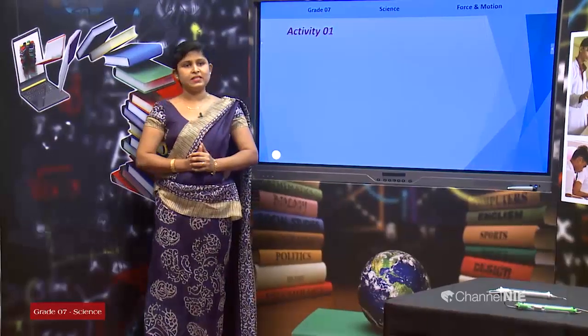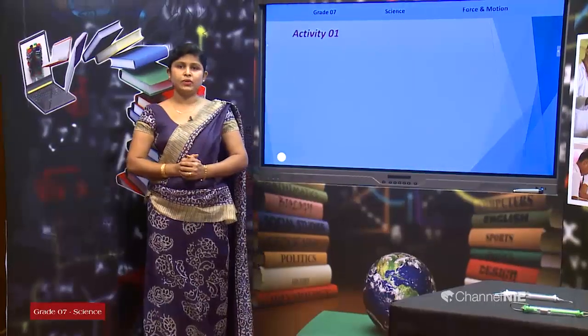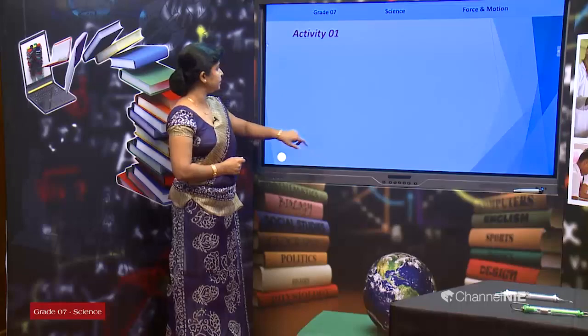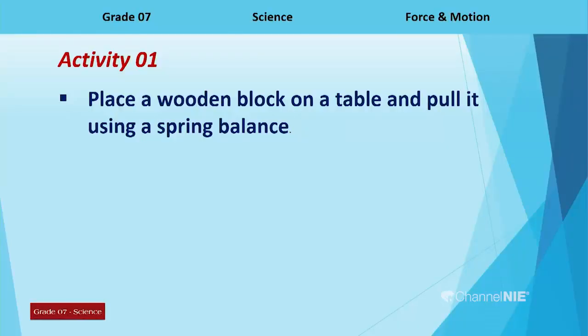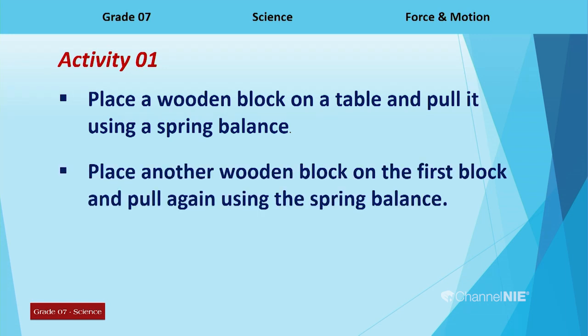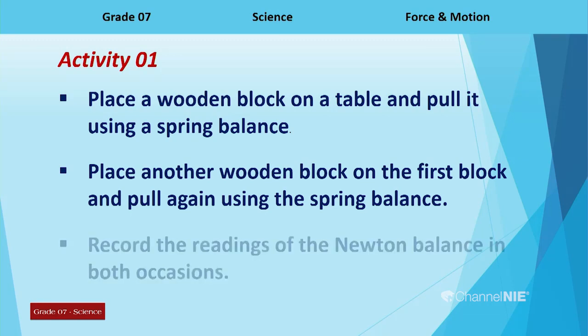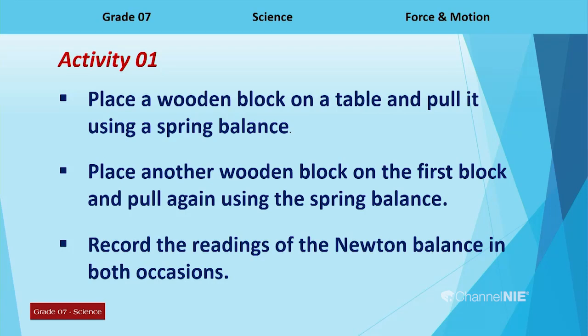Right, there are two activities. Before engaging the activities, I would like to explain you how to do the activity. Activity 1. Place a wooden block on a table and pull it using a spring balance. Place another wooden block on the first block and pull again using the spring balance. Here we can use a similar wooden block to the earlier one. Finally, record the readings of the Newton balance in both occasions. Shall we do the activity? Okay.